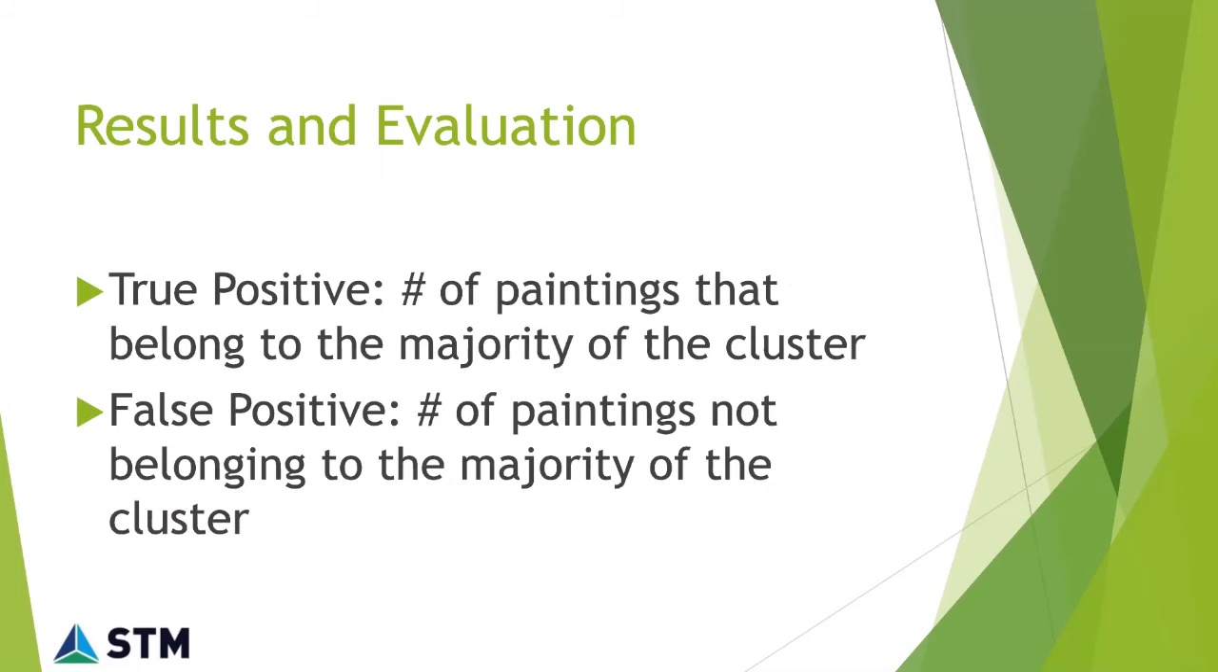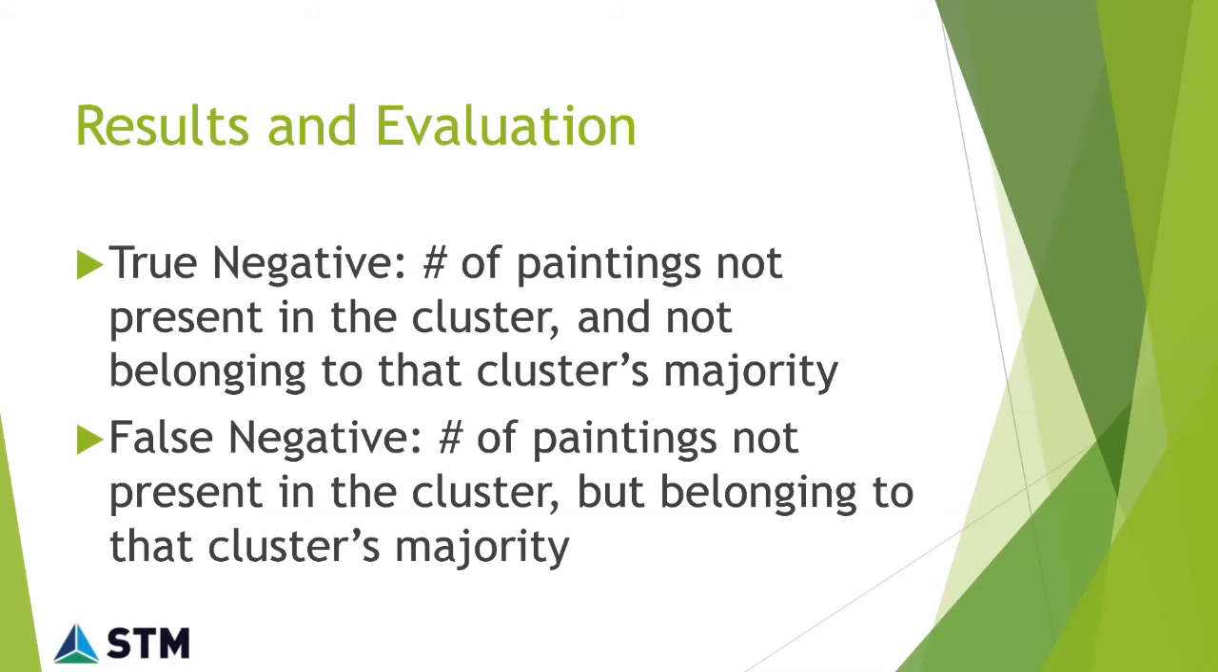In the context of this paper, true positive means the number of paintings that belong to the majority of the cluster. False positive is the number of paintings that do not belong to the majority of the cluster, but are in the cluster. True negative is the number of paintings not present in the cluster and not belonging to that cluster's majority. And false negative is the number of paintings not present in the cluster, but belonging to that cluster's majority.